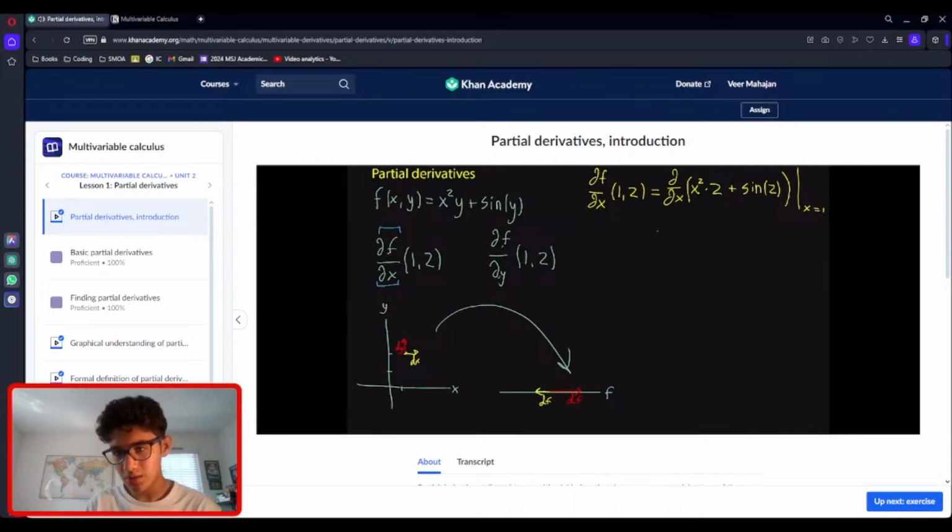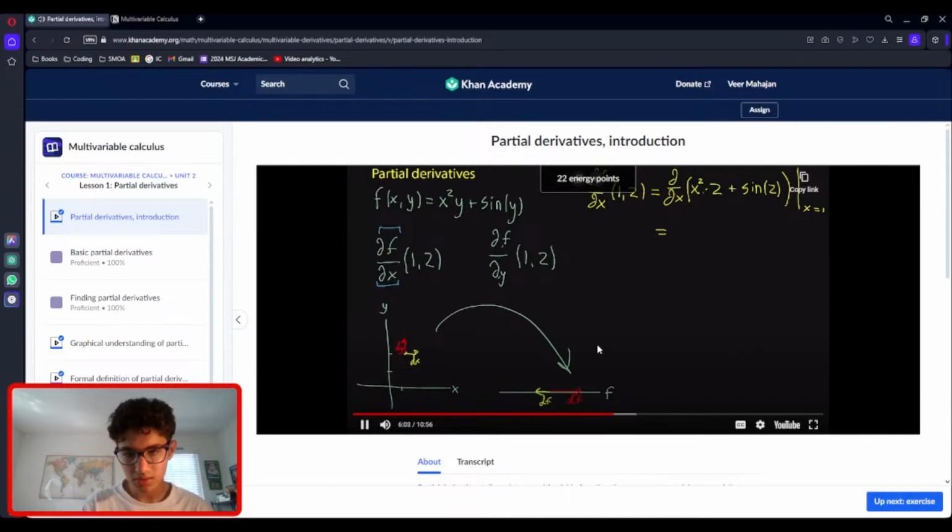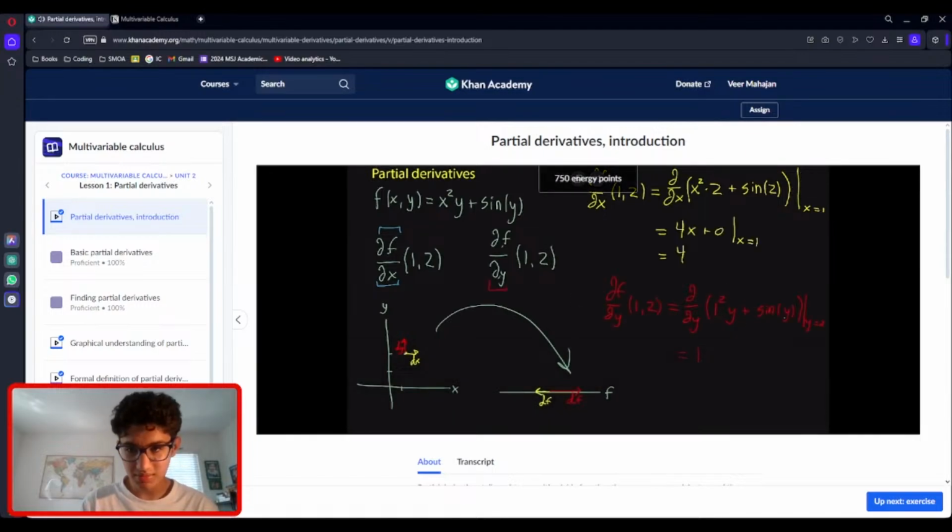Okay, 2x squared, so that'll be 4x. X squared times 2 is going to be 4x, and then x is 1, so it's just going to be 4, right? Let's check. When you take the derivative, this is just 1. This over here, the derivative is cosine of y. Again, we're evaluating this whole thing at y equals 2.